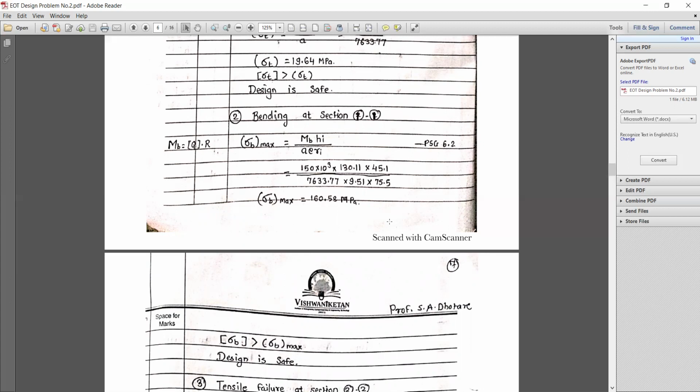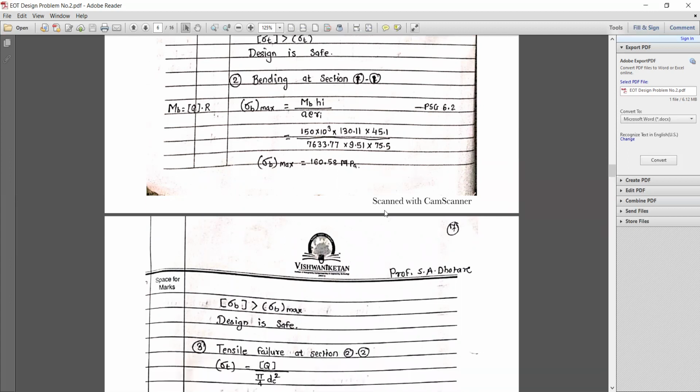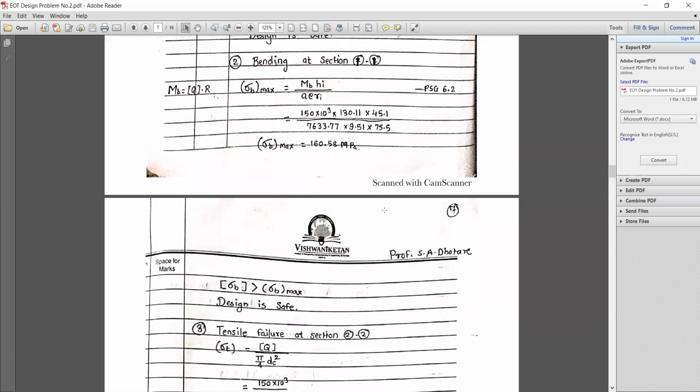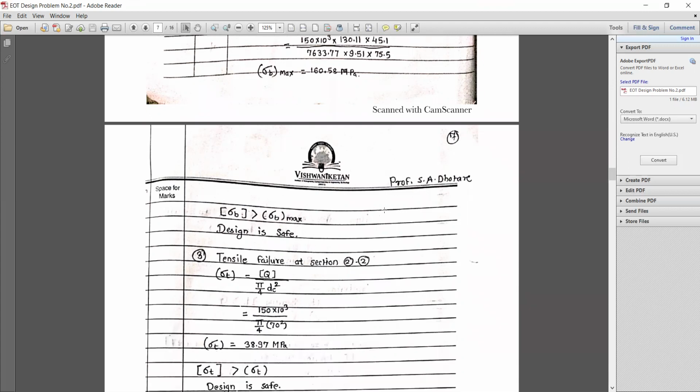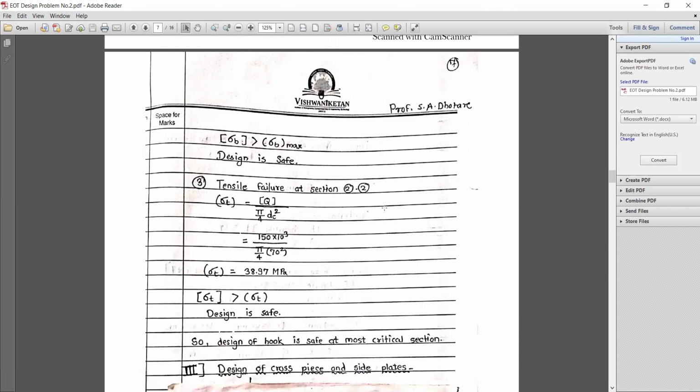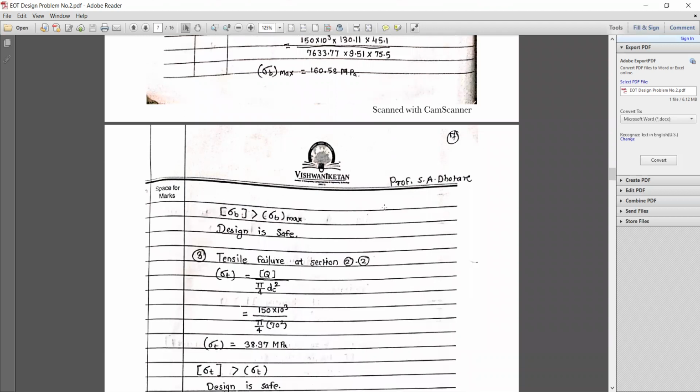So sigma b max is equal to M b h i divided by A e r i. So maximum bending stress we can calculate. Sigma b is nothing but Q into r. So putting all the values, what we get, the maximum bending stress is 160.58 megapascal, which is less than the design value. So our selection of the trapezoidal cross section is safe.